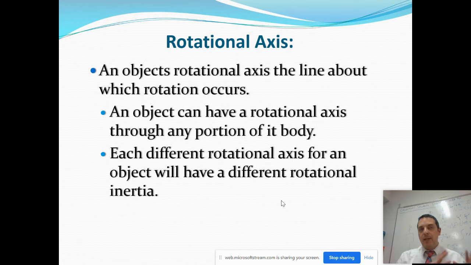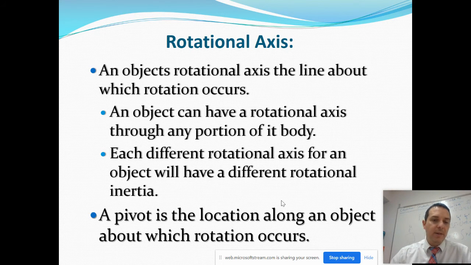Every different rotational axis will have a different rotational inertia for the same object. That means any object can have an infinite amount of different rotational inertias depending on how that rotational axis is placed and how it configures its mass relative to each other. And again, anytime that we talk about an object's rotational axis that's not center of mass, we refer to that as a pivot.